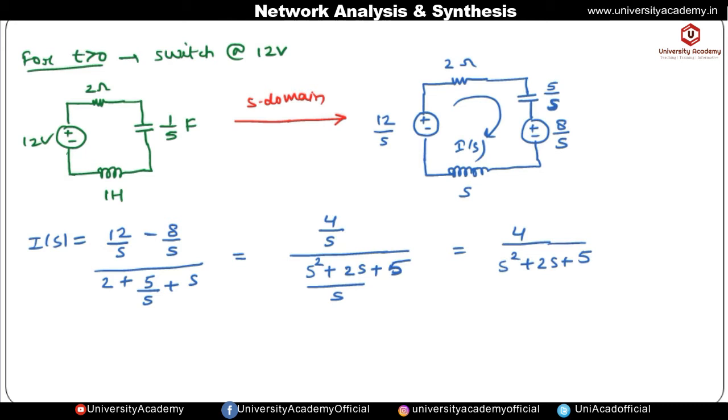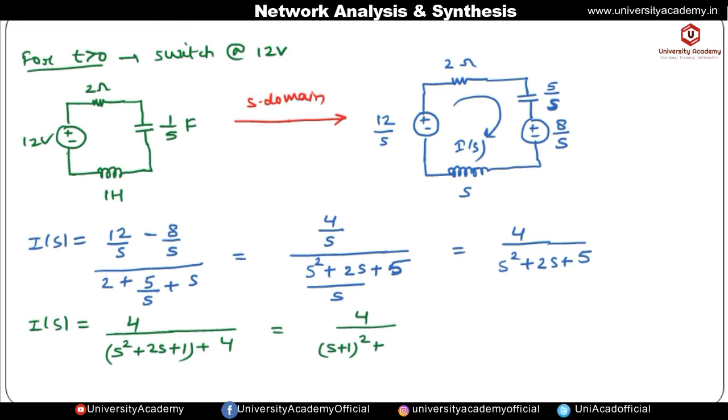So for that we have to take its inverse Laplace transform. This is not matching any standard form, so let us rearrange it a little. That is, it can be written as 4 by s square plus 2s plus 1 plus 4. So we have written the denominator in this form, that is s square plus 2s plus 1, then plus 4. Then it will be equal to 4 by s plus 1 whole square, then plus this 4 can be written as 2 squared.